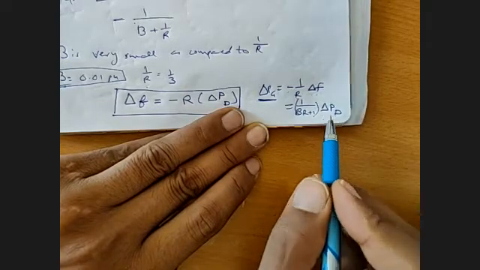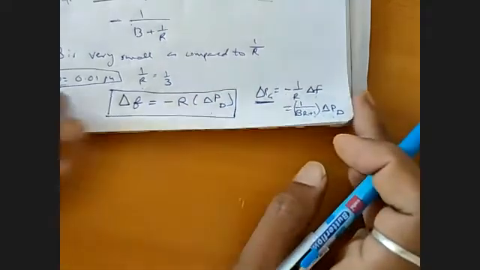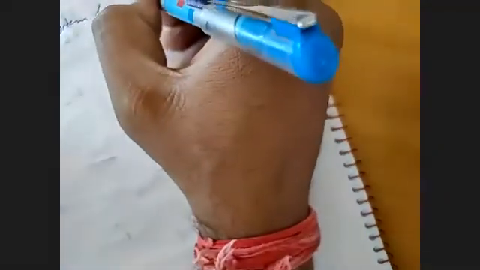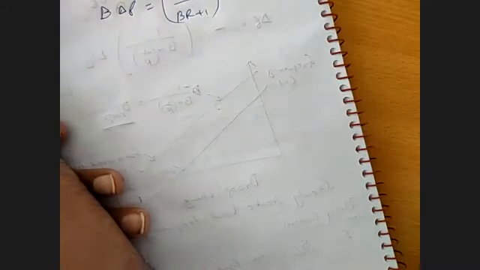The decrease in system load will be B into delta F, equal to BR upon BR plus 1 into delta PD. So these are the characteristics, or formulas, you have to remember.